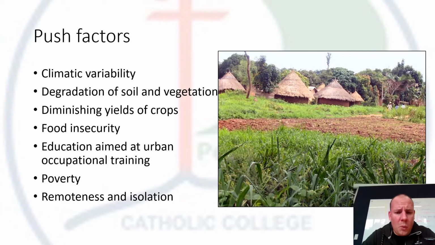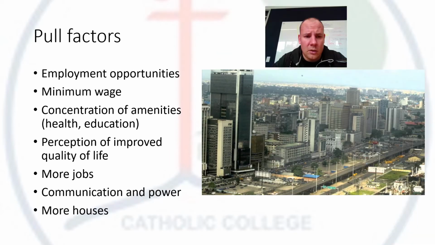So let's have a look. People want to move to Lagos, and these are push factors because of climate variability in rural areas in Nigeria, the degradation of soil and vegetation, diminishing yields of crops, food insecurity. Any education there is aimed at urban occupation training, which means that you get this education but you can't use it. You have to move to urban areas. There's higher rates of poverty, and then it's very remote and isolated. So this is what we're talking about in rural Nigeria and why people want to move to Lagos.